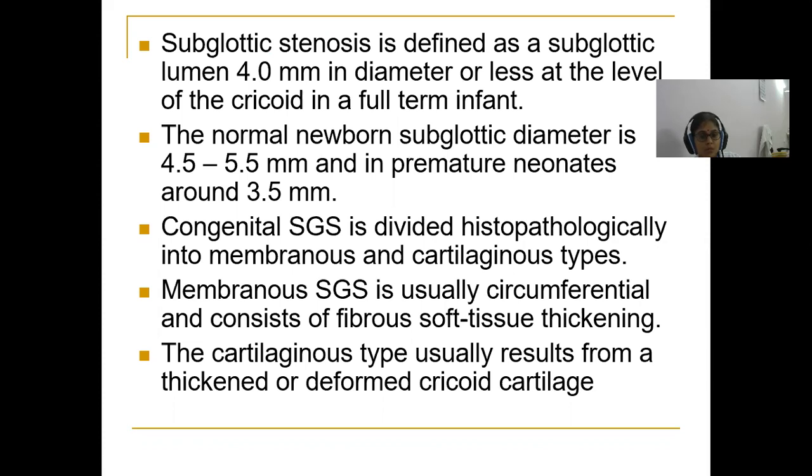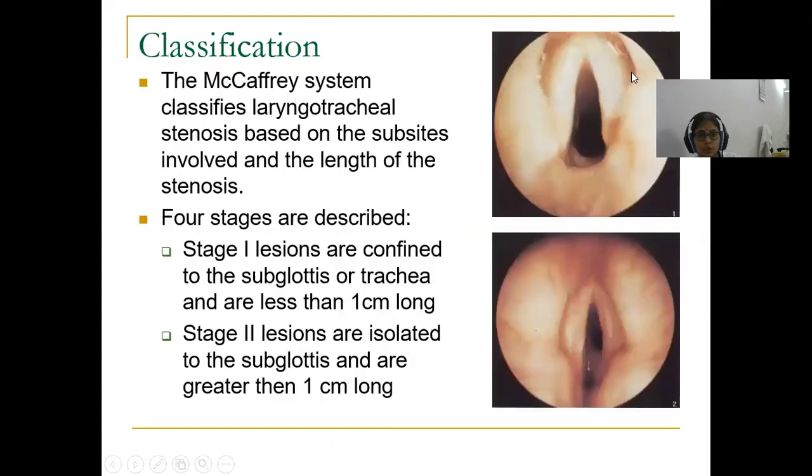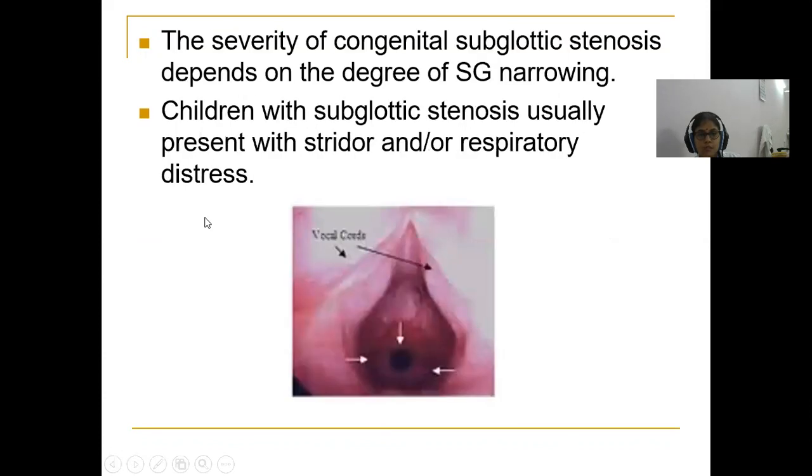Congenital subglottic stenosis is divided histopathologically into membranous and cartilaginous types. Membranous subglottic stenosis is usually circumferential and consists of fibrous soft tissue thickening. The cartilaginous type usually results from a thickened or deformed cricoid cartilage. The severity of congenital subglottic stenosis depends on the degree of subglottic narrowing. Children with subglottic stenosis usually present with stridor and/or respiratory distress.